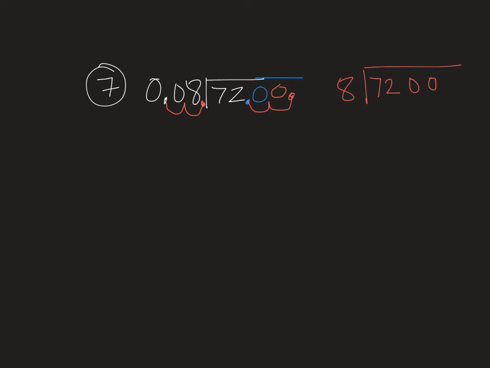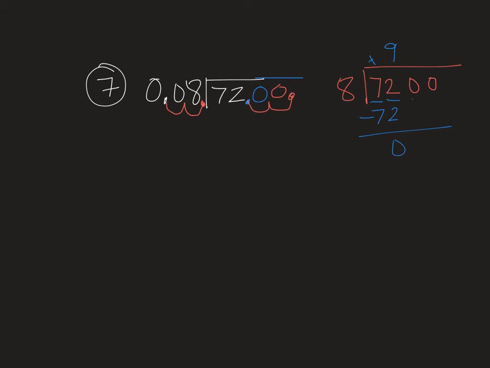Not a great way to understand it, but it might be the best way for some of us. All right, from here, again, this is now a 4th grade level problem. How many 8s in 7? Well, none. How many 8s in 72? Well, last time I checked, 8 times 9 was 72.